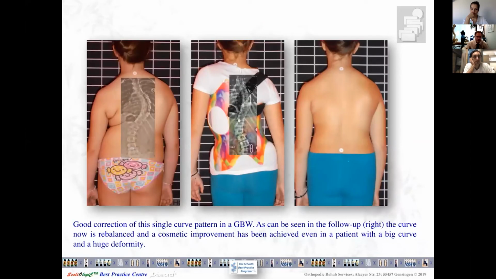Here is another example, a curve of more than 70 degrees. In the brace, you can see we make it like a double major. We try to balance the curve. On the left picture, the initial picture, you can see a collapsed trunk, collapsed body. In the intermediate result, you can see a well-balanced trunk and good cosmetic appearance, much better than before. So when we balance the curves, these curves will progress less in the future.